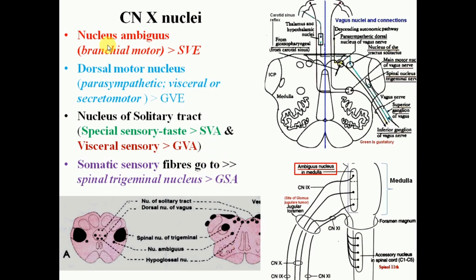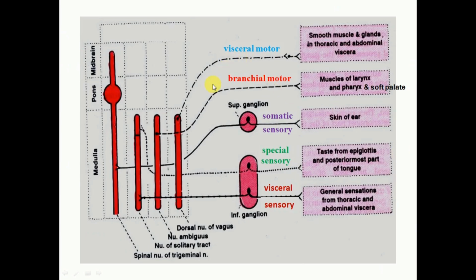These are the nuclei related to the cranial nerve, and all these nuclei are situated in the medulla oblongata. As we can see here, these are the sections of medulla. The nucleus ambiguus is a composite nucleus which will contribute fibers to three cranial nerves: glossopharyngeal, vagus and cranial accessory, eventually supplying the muscles of pharynx and soft palate. Here we can see the dorsal motor nucleus of vagus, the nucleus of the solitary tract, and the spinal trigeminal nucleus. So these are the different functional components of various nuclei.